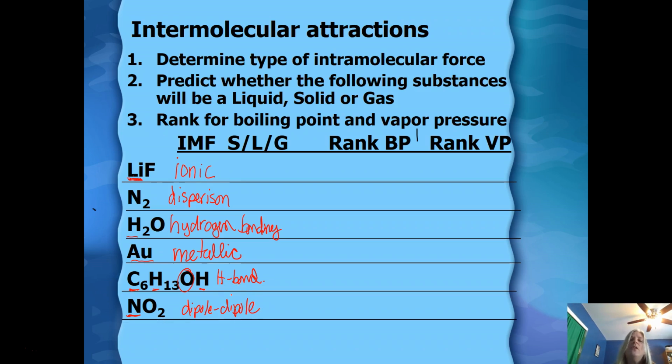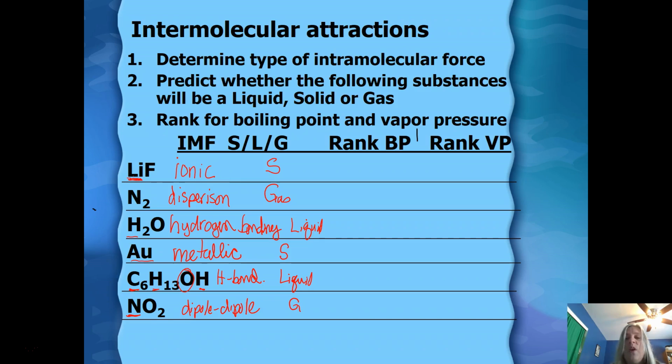Okay. So now, solid, liquid, or gas. We said that anything ionic was solid. We said anything that was dispersion is going to be a gas. Anything with hydrogen bonding, we said it was going to be a liquid. Anything that was metallic, unless it's mercury, is going to be a solid. Hydrogen bonding, again, we said it was going to be a liquid. Dipole, we said it was going to be a gas. See, once we have the force, it makes it so much easier to figure out what the state of matter at room temperature is.